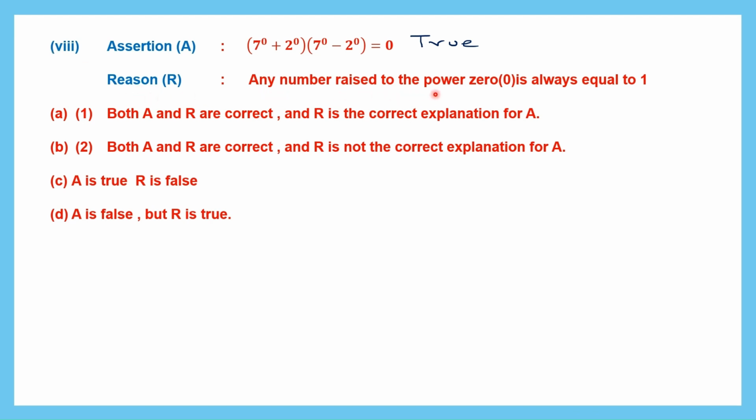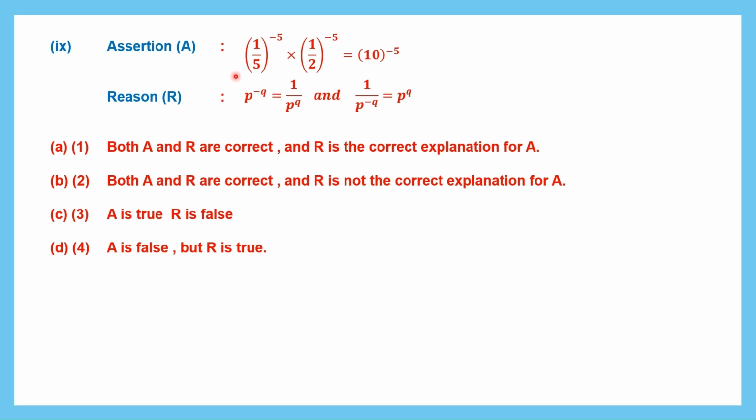Any number raised to the power 0 is always equal to 1. Now this reason is also true, and this is the correct explanation for assertion A. So which is our final answer? Option 1. Both A and R are correct, and R is the correct explanation for A. So this is our final answer.